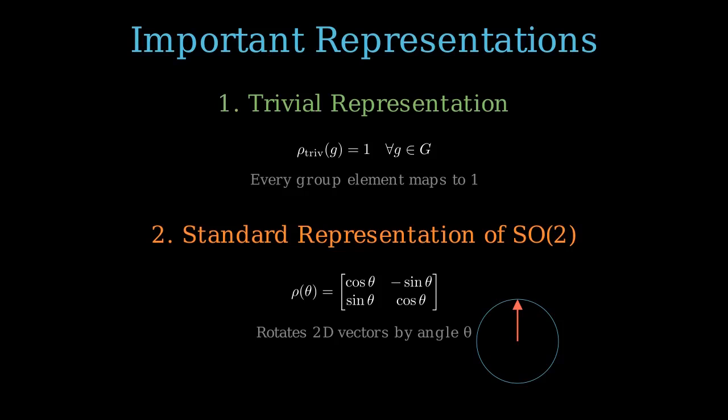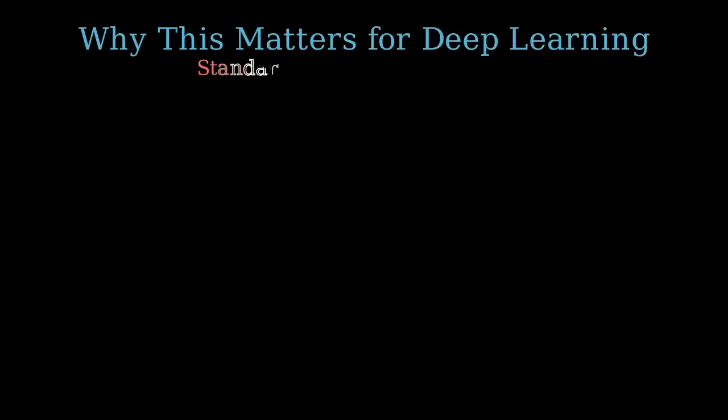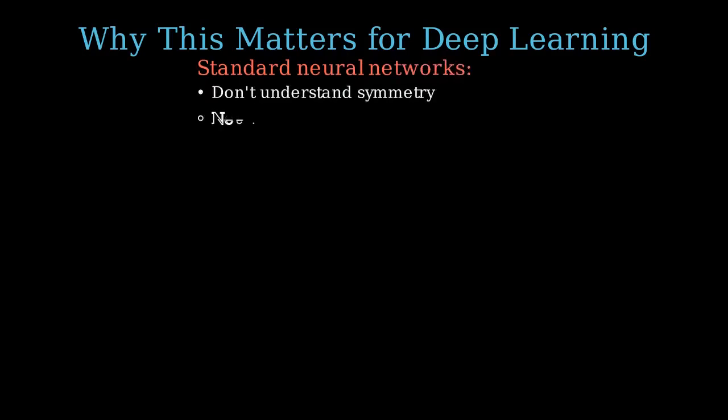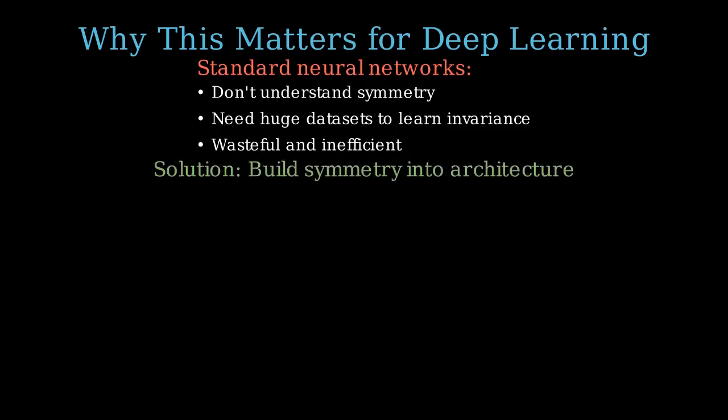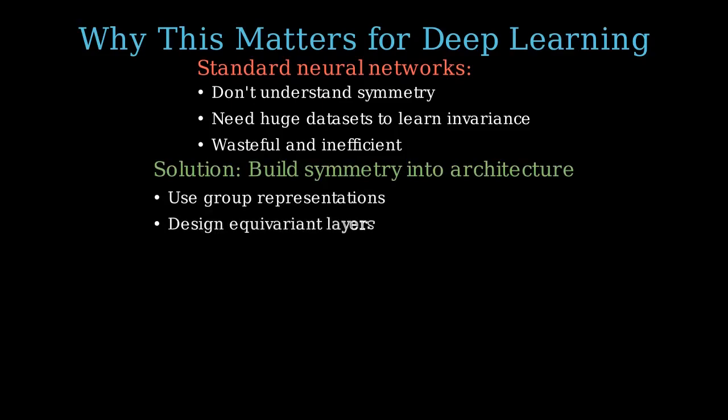Why do we need representations in deep learning? Standard neural networks don't have an understanding of symmetry. They need a huge dataset to learn invariance. But we can build the symmetry into the architecture. We can use group representations and design equivariant layers. And this leads us to automatic symmetry understanding.